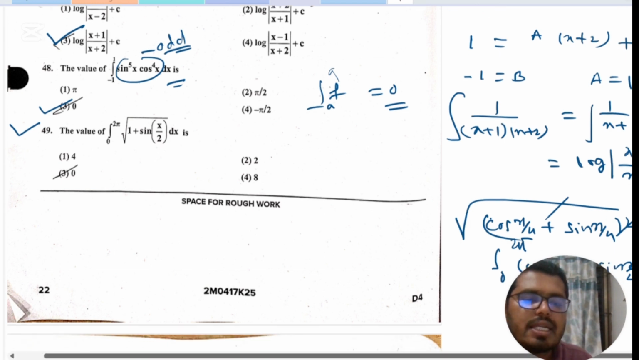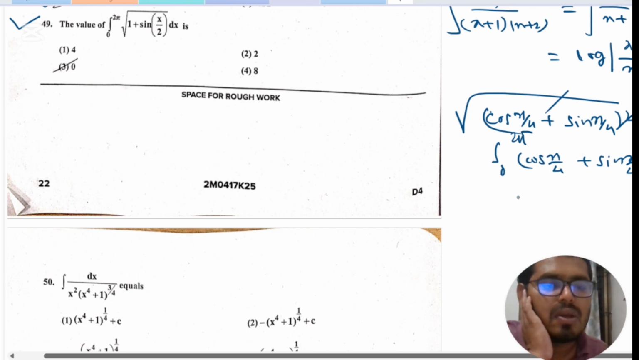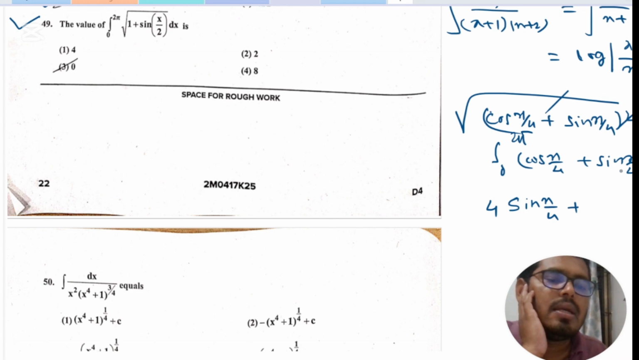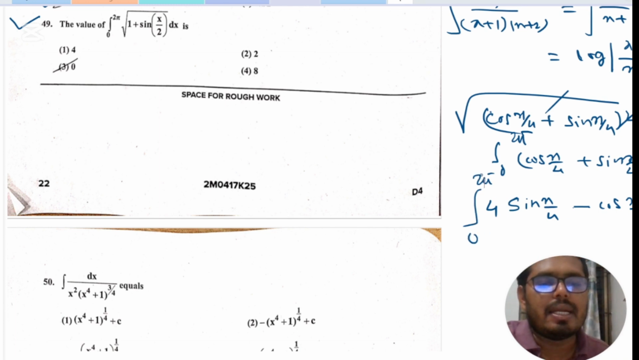Next, just find out the integration. Integration of cos x by 4 is sin x by 4 into 4, plus integration of sin x by 4 is minus cos x by 4 into 4. Okay, divided by 1 by 4, that means it is 4. Then apply the limits 0 to 2 pi here.